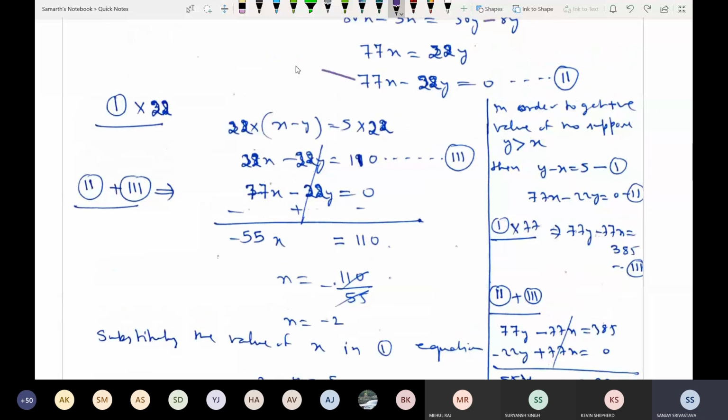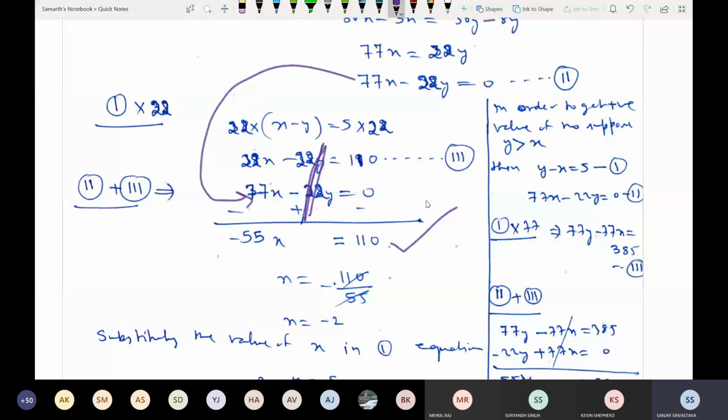On adding the second and third equations which I have written, minus 22y and plus 22y will be cancelled, and you will get minus 55x is equal to 110. So x is equal to minus 110 upon 55, which will give you x is equal to minus 2. Have you understood this, boys? Yes, sir.